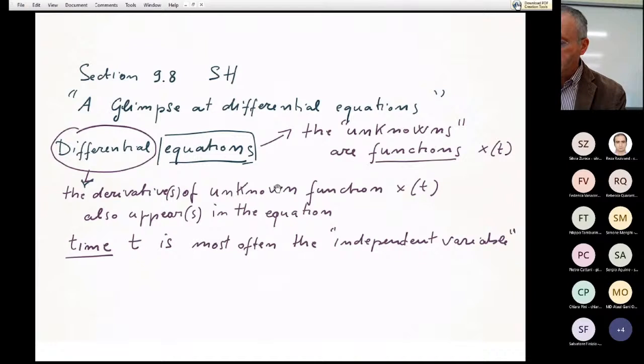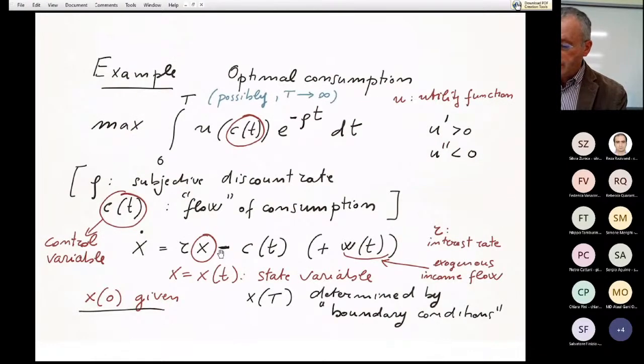What is a differential equation in general? The differential equation is an equation like this, in which you have a function of time, x(t), which is unknown. So you don't know what the path of this function of time is. And you have to find the path of x(t) by solving the differential equation.